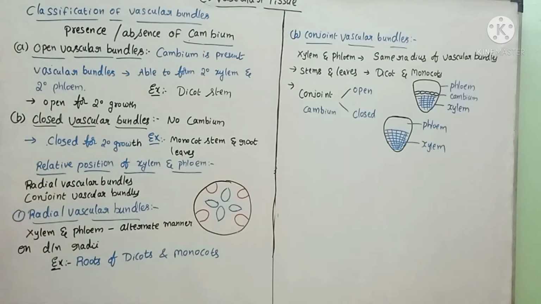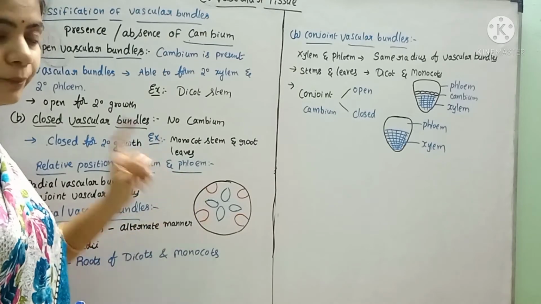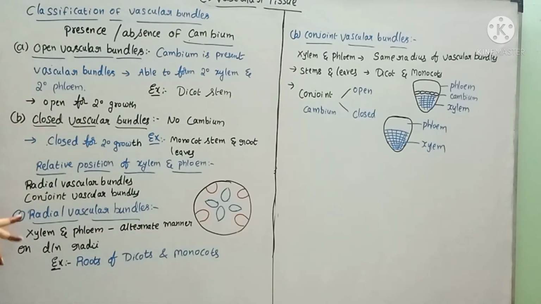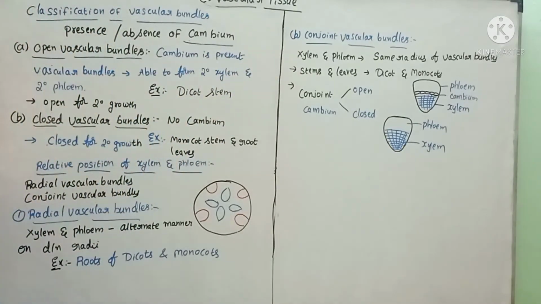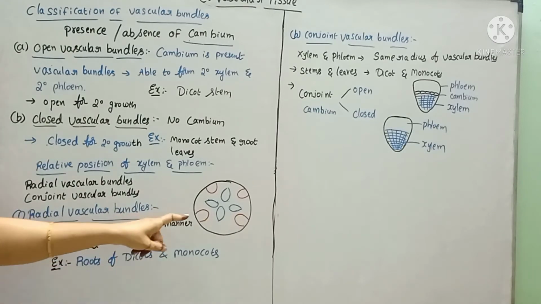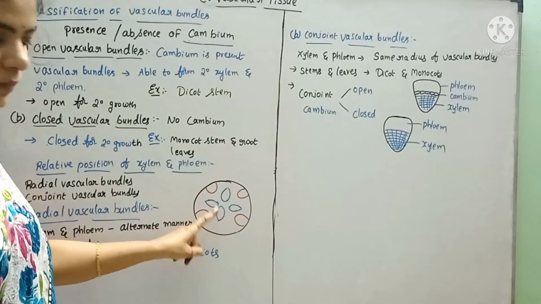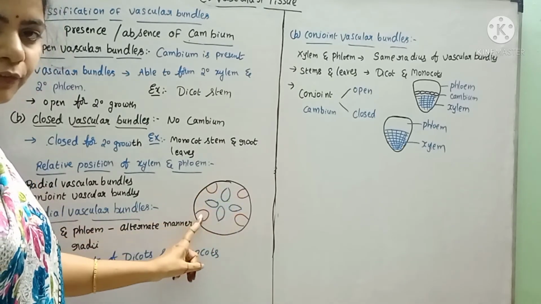Next one is relative position. Based on the relative position of the xylem and phloem, again there are two types of vascular bundles. One is the radial vascular bundle and the other one is the conjoint vascular bundle. Here the radial vascular bundle means the xylem and phloem. See here, this is xylem. These red colored ones are the phloem.